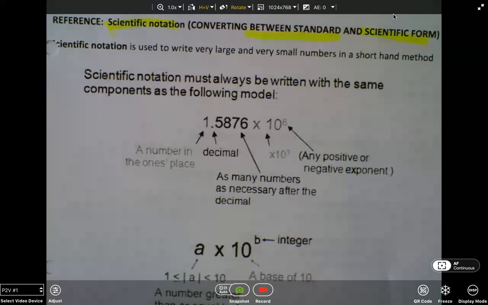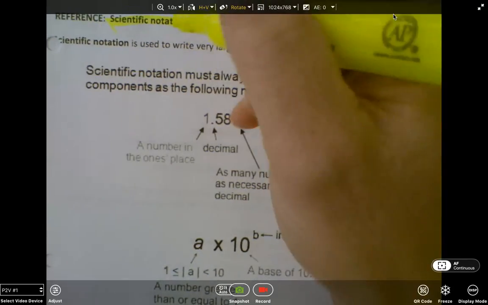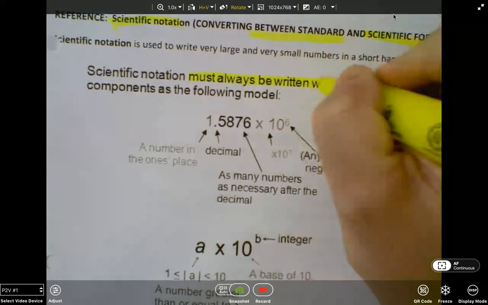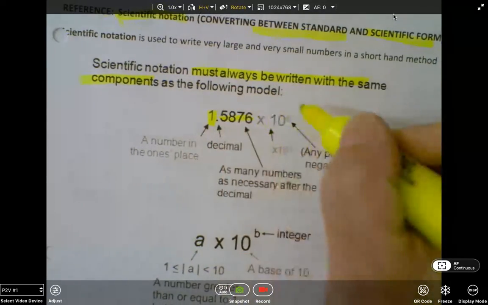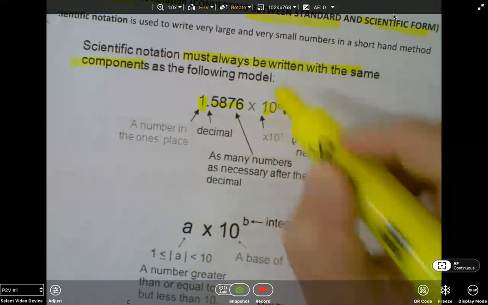Yeah, so scientists especially deal with really large numbers or really small numbers. So instead of writing all the zeros, they came up with this notation. So here's what needs to be true. It must always be written with the same components. So what are the components? The first number is in the ones place, and you usually have a bunch of decimals, and then times some power of 10 to an exponent.